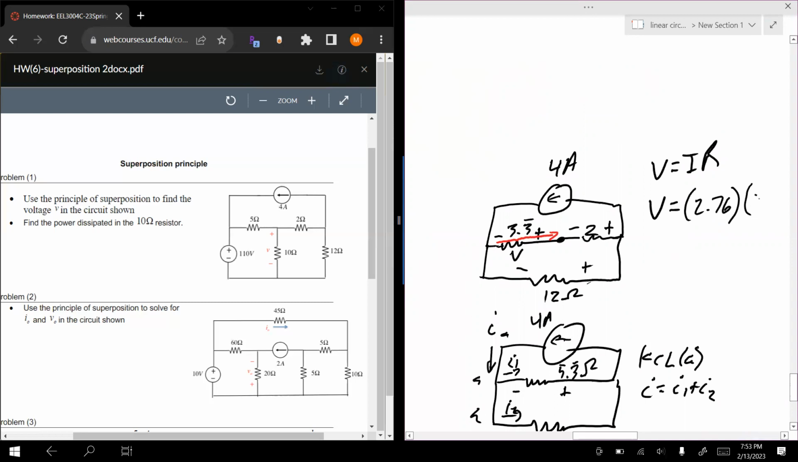Times the resistance of 3.3 repeating. But because it's flipped, it's going against what the signage is, I'm going to put a negative in front of there. Right? So then do the math, negative 76 times 3 repeating. I'm going to get negative 9.19 volts. That's our voltage across this resistor.